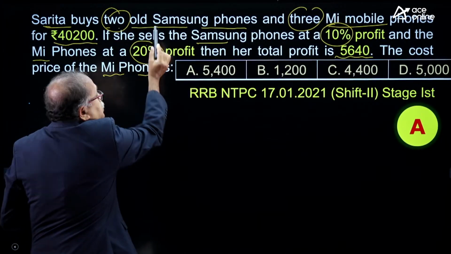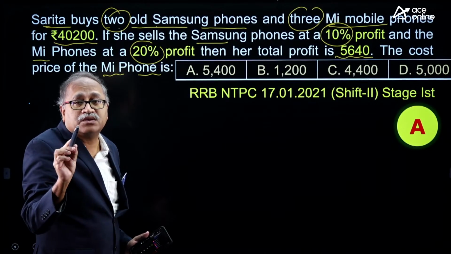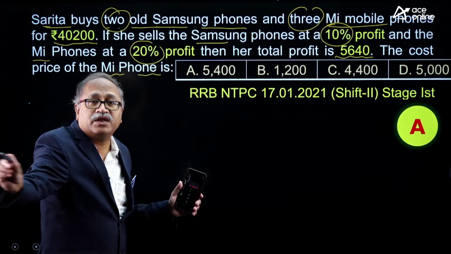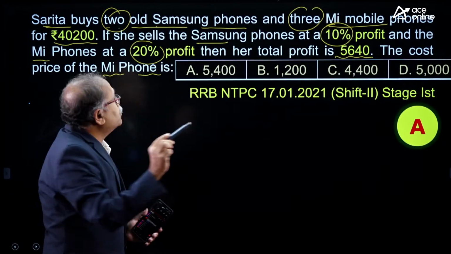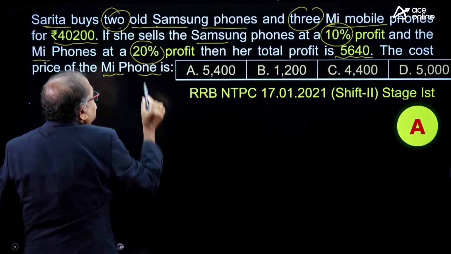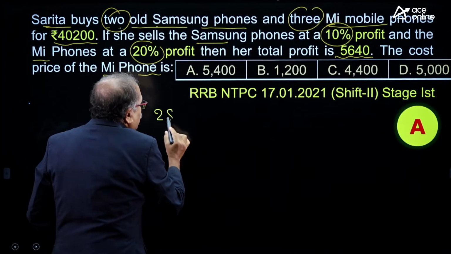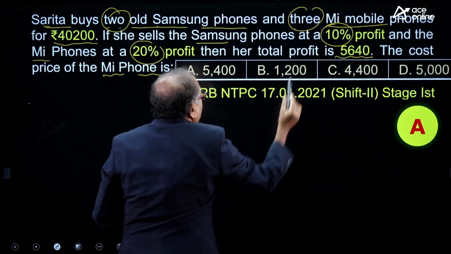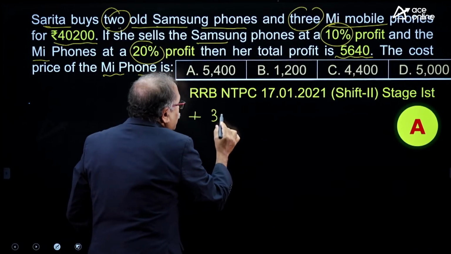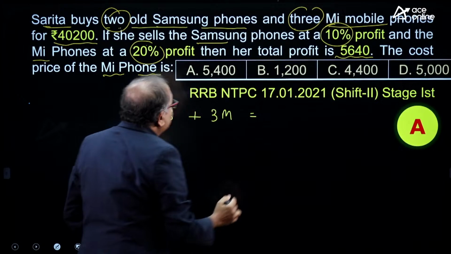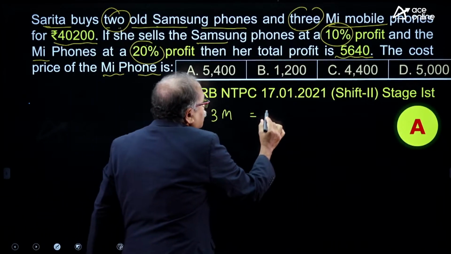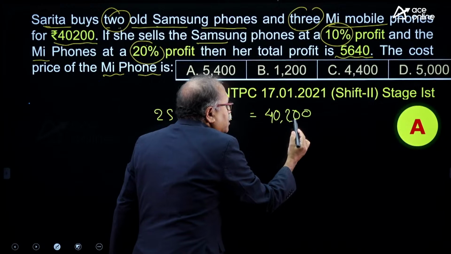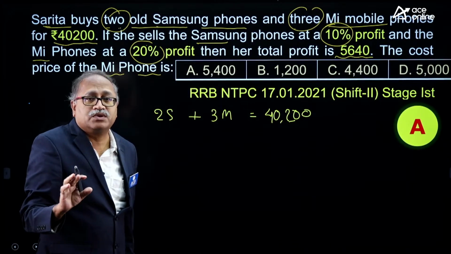Here, 2S, look at the best way to answer the question. If you go to the book solution, you will find a very lengthy solution. The best approach is 2S, Samsung phone, plus 3M, MI phone. So what is the total cost? It is 40,200. Every question I will be answering with the best approach.